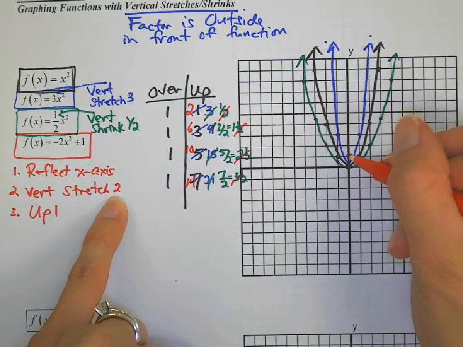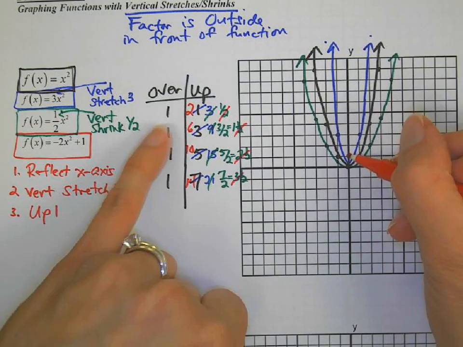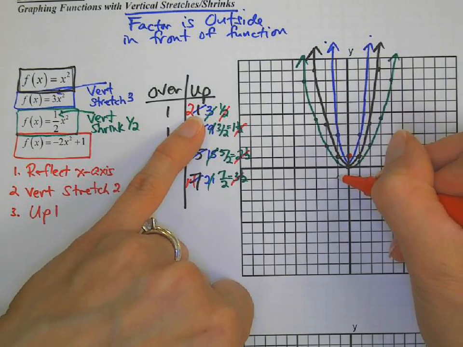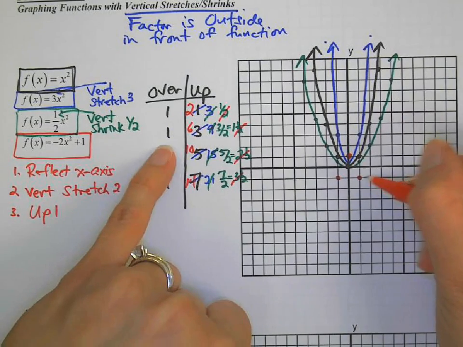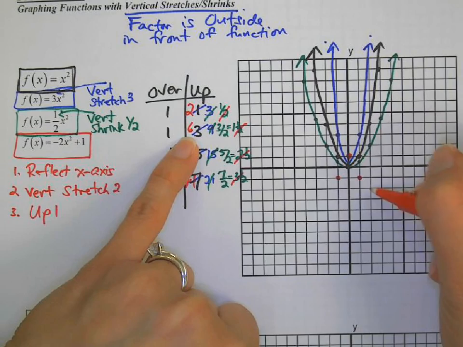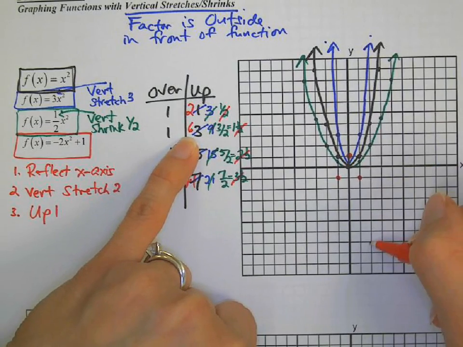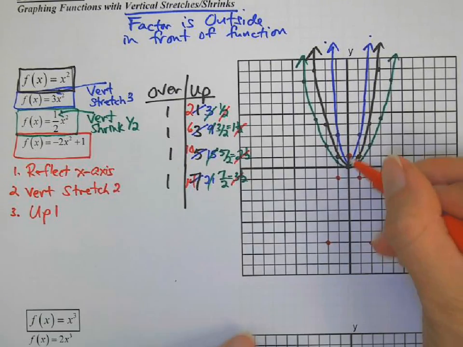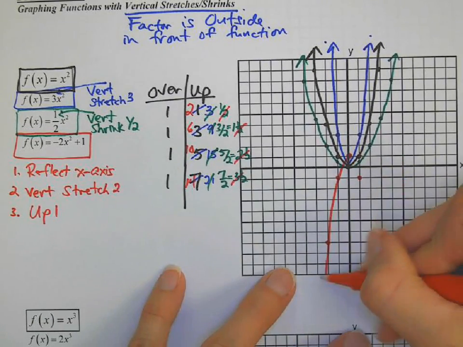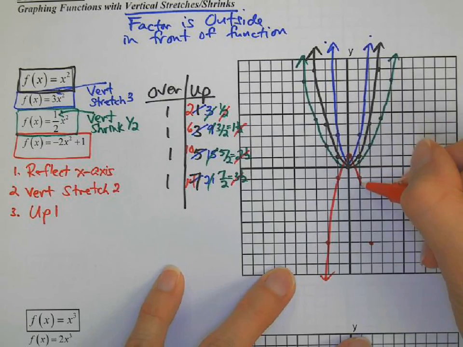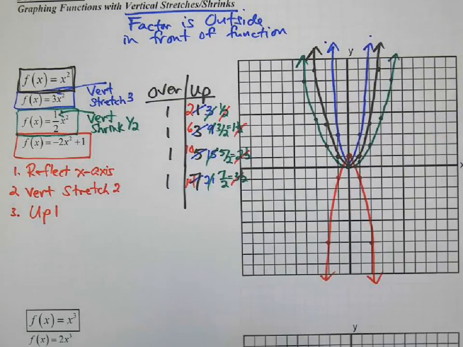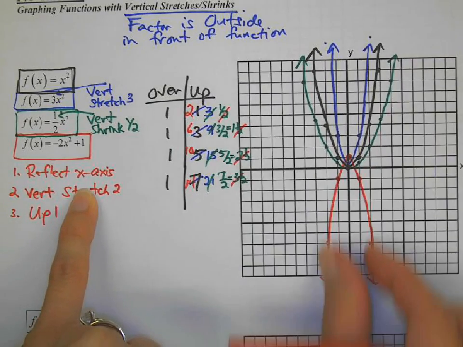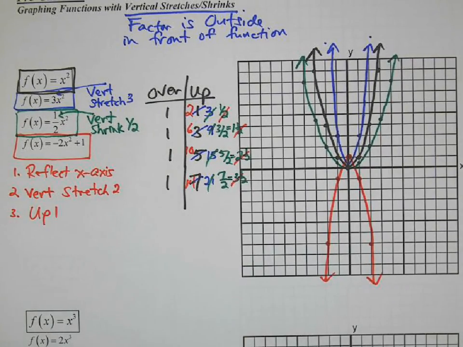Okay, so this parabola needs to go down. So I'm going to go over 1, down 2. Okay, now we go over 1 and down 6. There we are, over 1, down 6. I don't believe I can fit 10, so I'm just going to get off the graph paper like this. This should be the skinniest one on your graph paper. Reflected over x-axis, vertically stretched by 2.